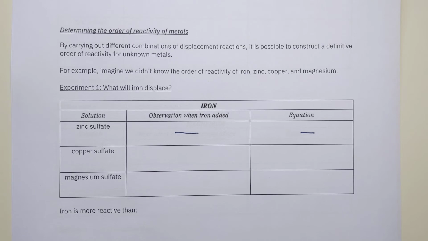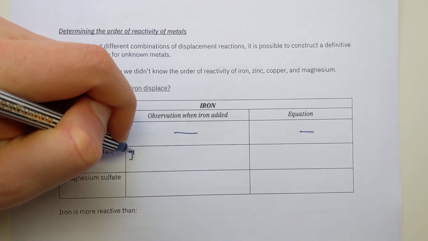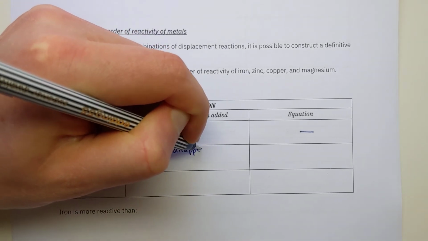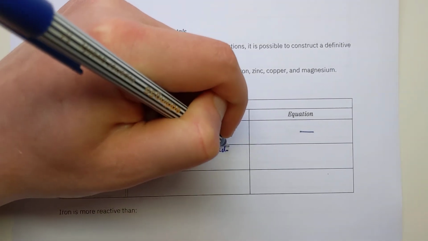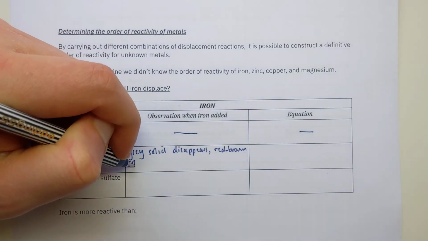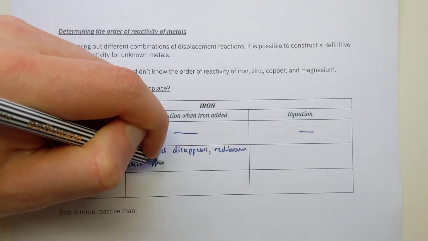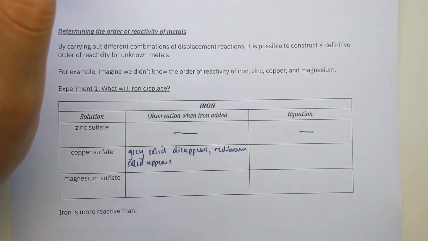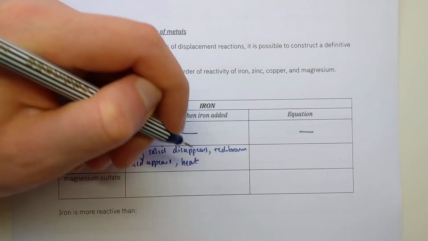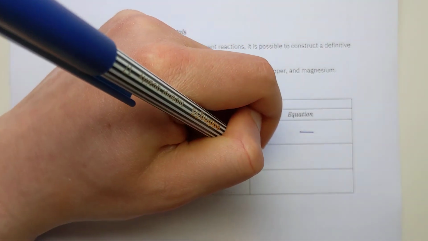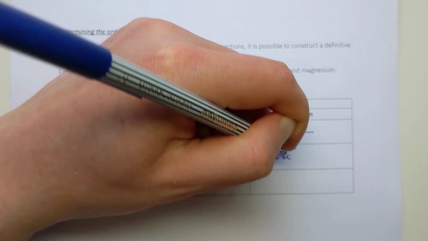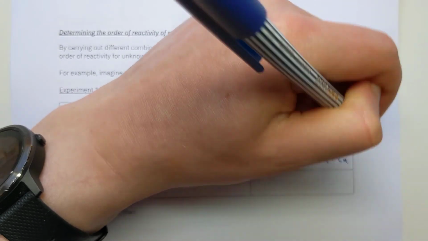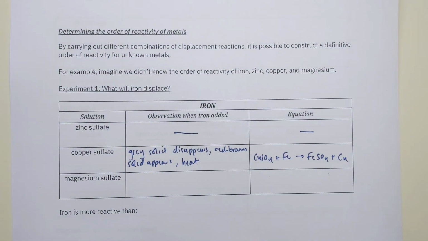If I add iron to copper sulfate, something will happen. What I'll see is this. I'll see a grey solid disappearing, that's the iron. I'll see a red-brown solid appearing, that's the copper. I'll see a blue solution turning colourless. We'll not worry about that too much for now, the colours get a bit complicated, but I'll also get heat produced. The equation for that would be this. Copper sulfate is being displaced by iron. The iron's making iron sulfate, iron 2 sulfate we'll assume, and copper. So that's a displacement reaction if we do it in real life.